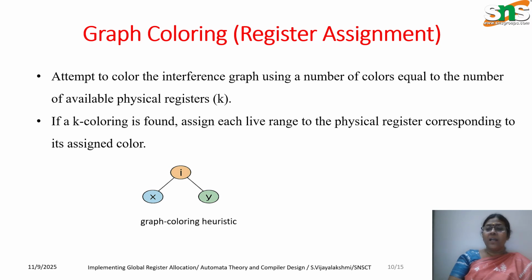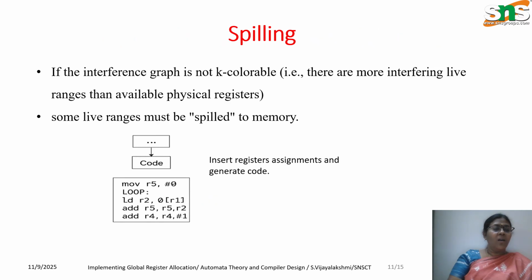If a K coloring is found, each live range is assigned to the physical register corresponding to its assigned color. If there are fewer registers than colors, some variables are spilled to memory temporarily. If the graph is not K colorable, some live ranges must be spilled, and then the registers are assigned to the variables after coloring. Next, code generation with allocation.